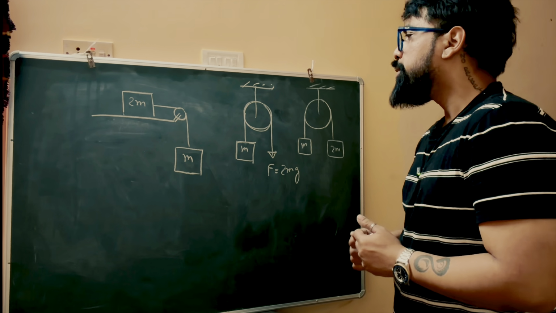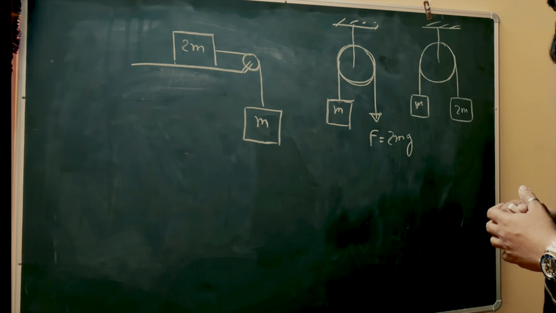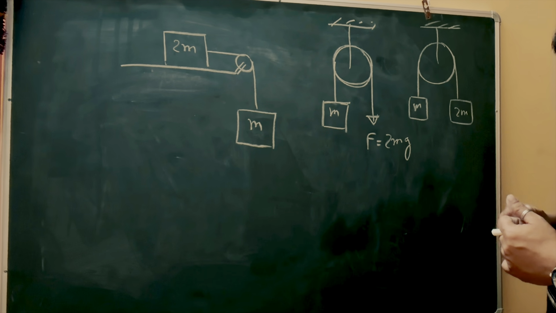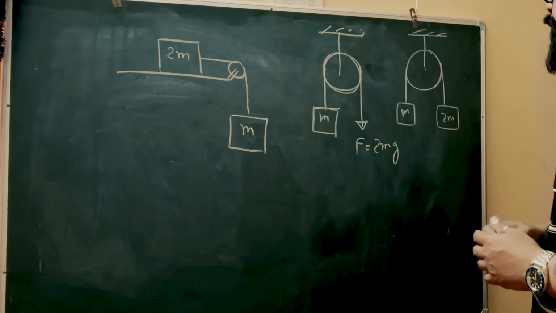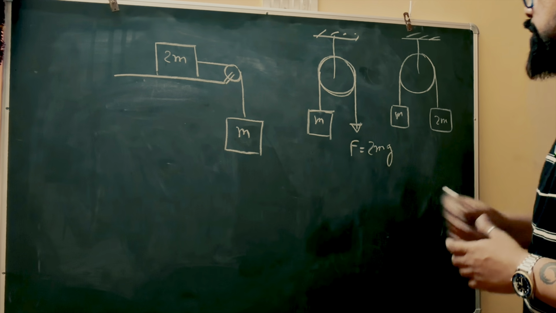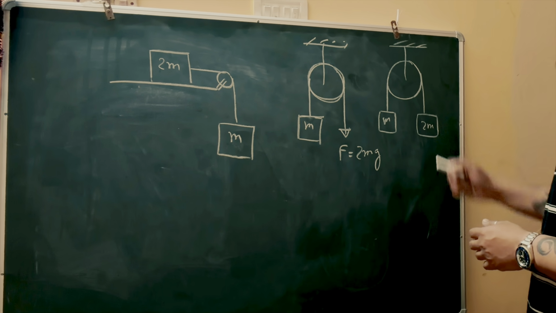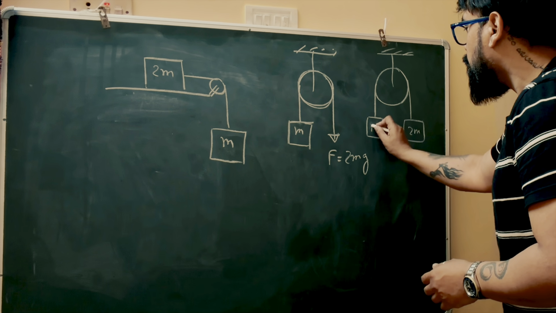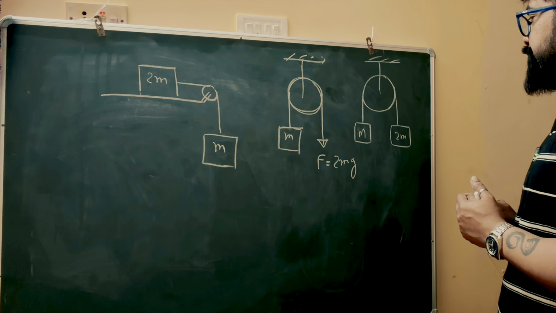Hi students, today we'll try to solve these three problems that I've already drawn. The first problem is that there is a block of mass small m and a block of mass 2m on the table. The second is that there is a force F equal to 2mg acting, and on this side there is a block of mass small m. And the third case is that there is a block of mass 2m and a block of mass small m. We have to find out the acceleration in these three situations.